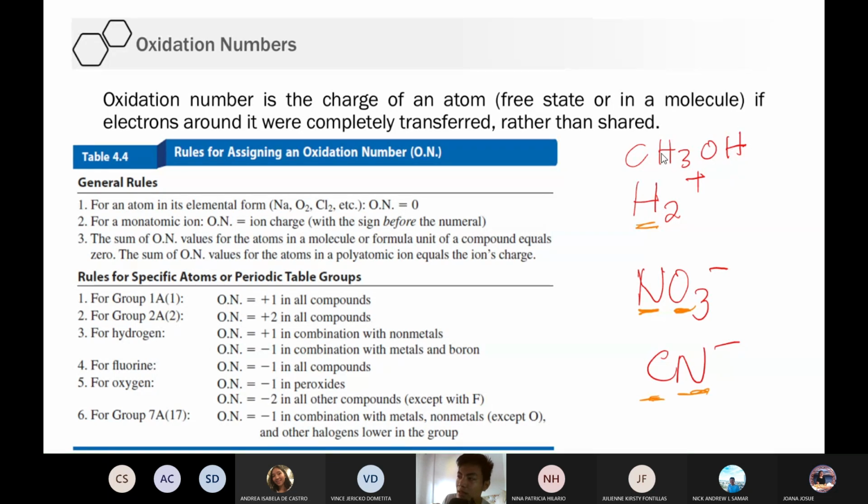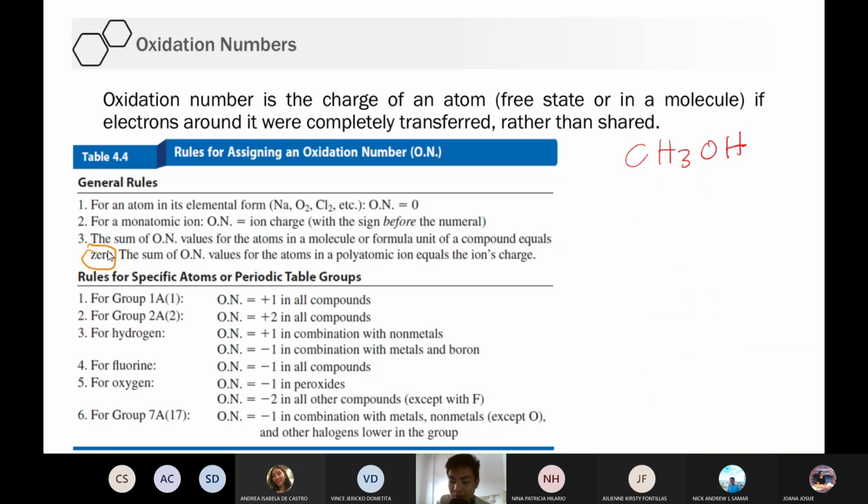Okay? So what is the sum of the oxidation number of the atoms here? Pag walang charge yan, ang sabi ay 0. Okay? So 0 daw yung sum ng oxidation numbers niyan. Ibig sabihin, pag pinagsama-sama ko yung oxidation number ng carbon, oxidation number ng hydrogen, oxidation number ng oxygen, pag pinag-add ko yan lahat, 0 yung sum dapat.